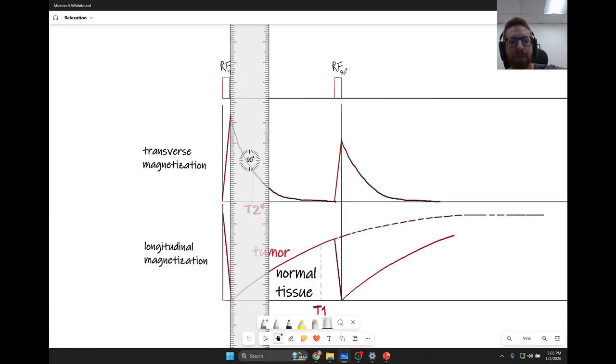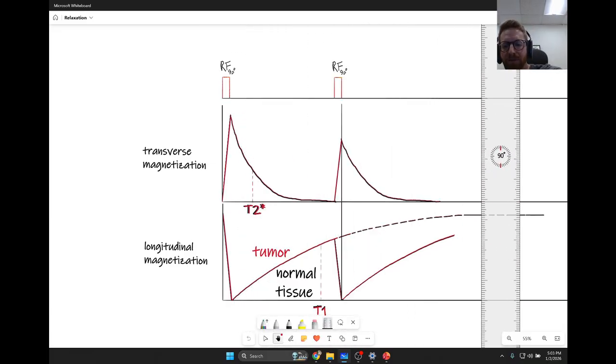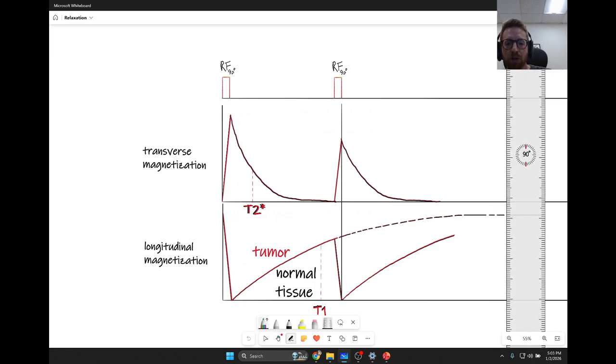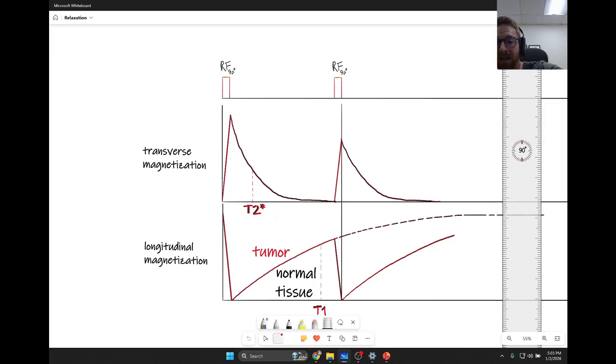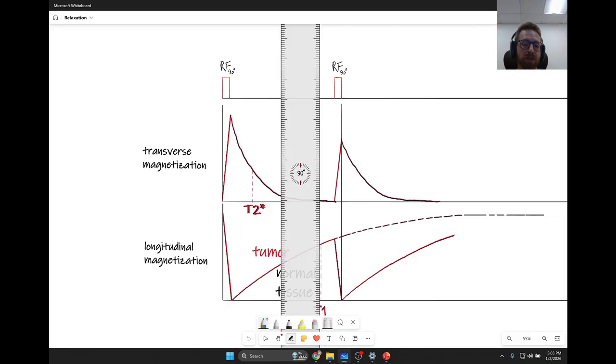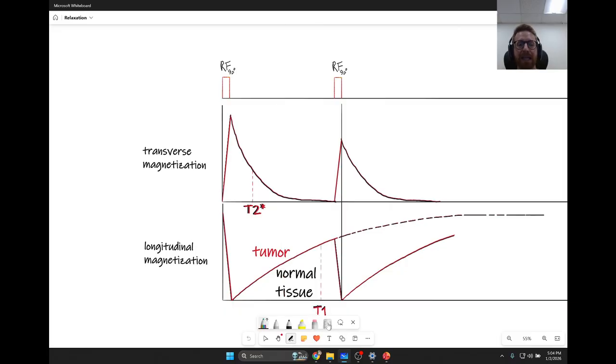And if we try to repeat the pulse sequence before we've recovered all of the longitudinal magnetization, that's not going to work either because the tumor and the normal tissue in this hypothetical example have the same T1 properties. So we have to do something else, and I basically gave away the answer. We have to give gadolinium. So what is gadolinium going to do?